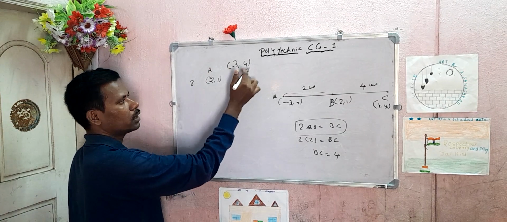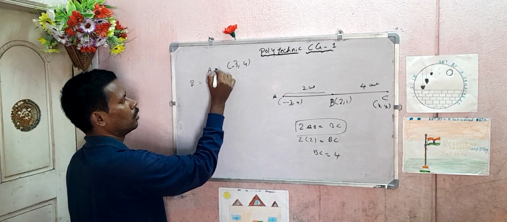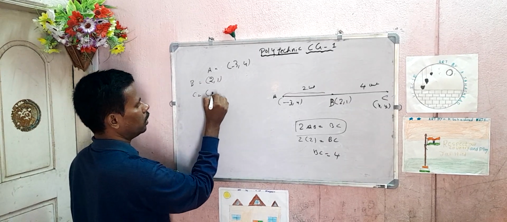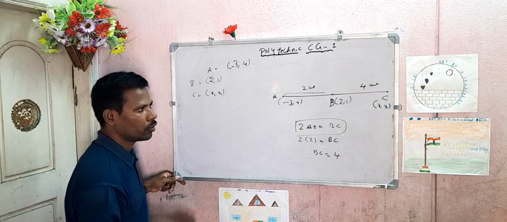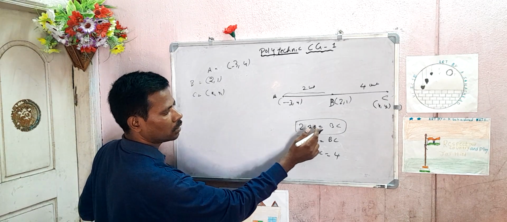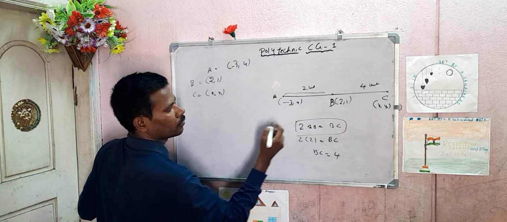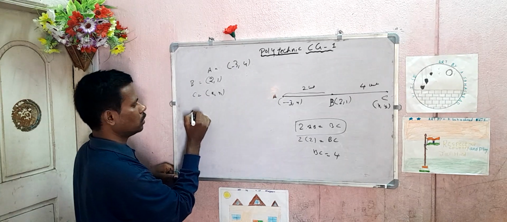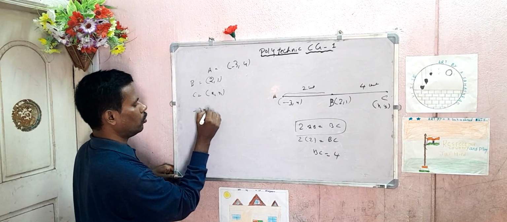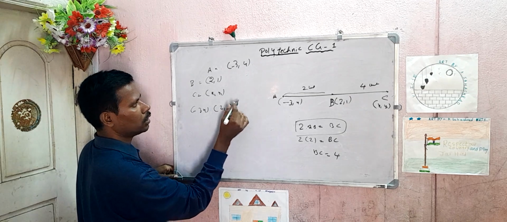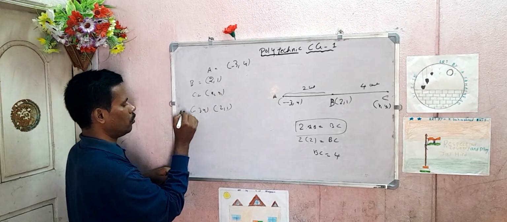A coordinate is -3, 4. B is 2, 1. And C is x1, y1. What I told, distance formula you apply for AB and BC. So what you will get? Minus 3, 4 and 2 comma 1. AB distance I want to find out.